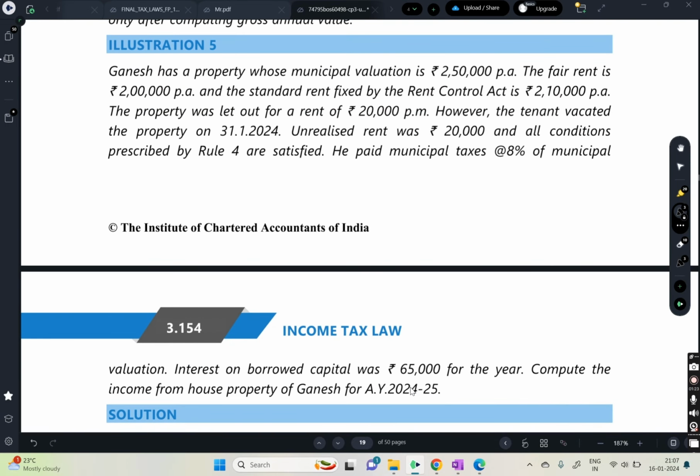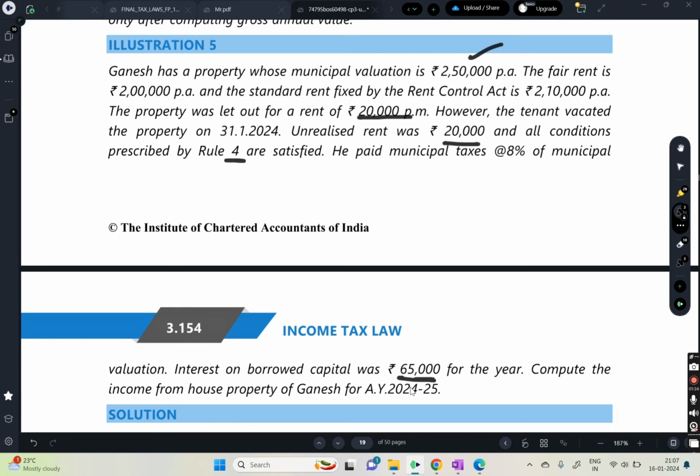Now Ganesh has a property whose municipal valuation is 2,50,000 per annum. Fair rent is 2 lakhs per annum. Standard rent they have given. The property was let out for 20,000 per month. However, the tenant vacated the property on 31/1/2024. Unrealized rent they have given, and all conditions of rule 4 are also satisfied. He paid municipal taxes at the rate of 8% of the municipal valuation, and interest on borrowed capital they have given.